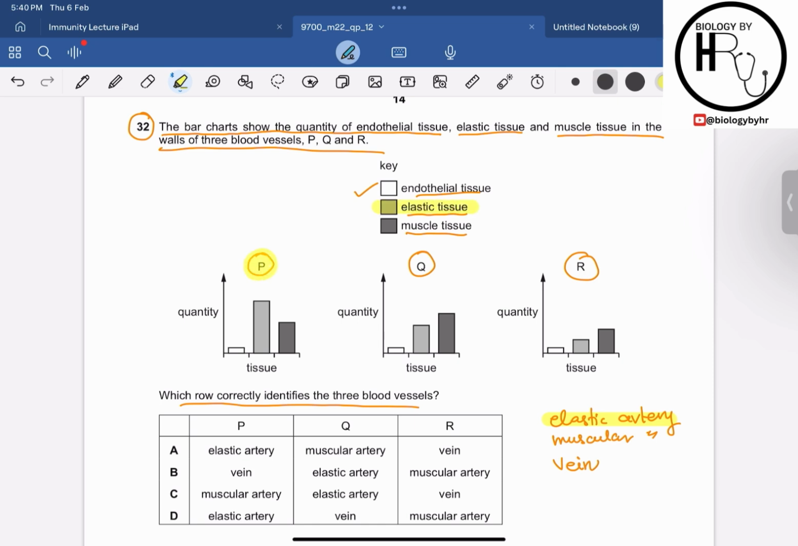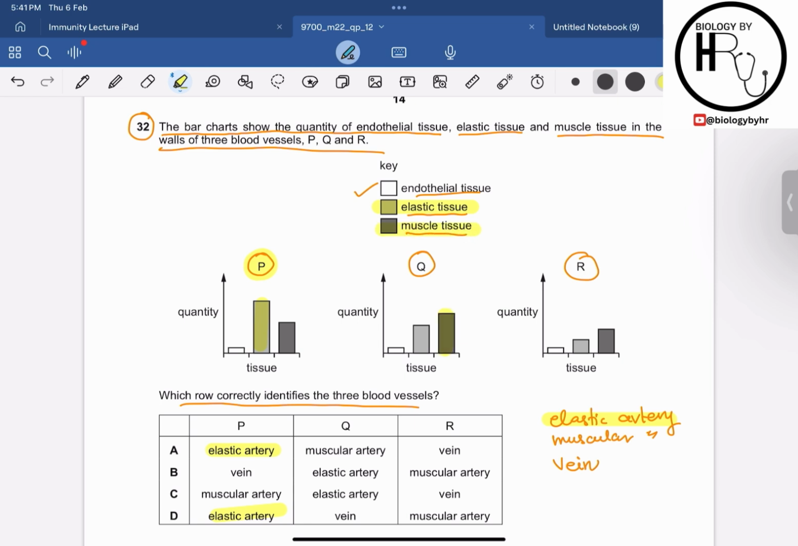So I believe that P has the greatest quantity of elastic tissue. So I believe P is the elastic artery, right? And Q, the muscular artery, let's see whether Q is a muscular artery or a vein. So basically, Q has a higher quantity of muscle tissue in it, right?